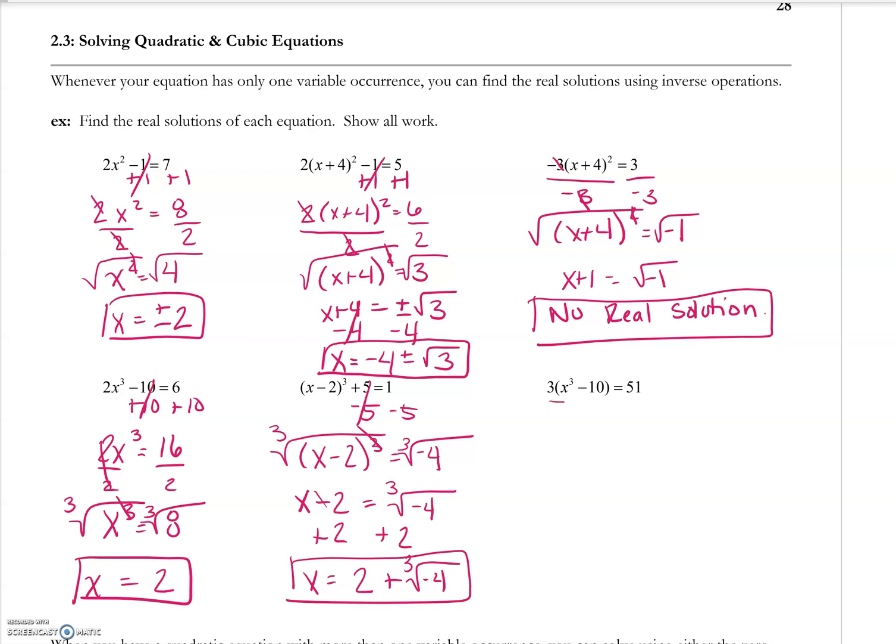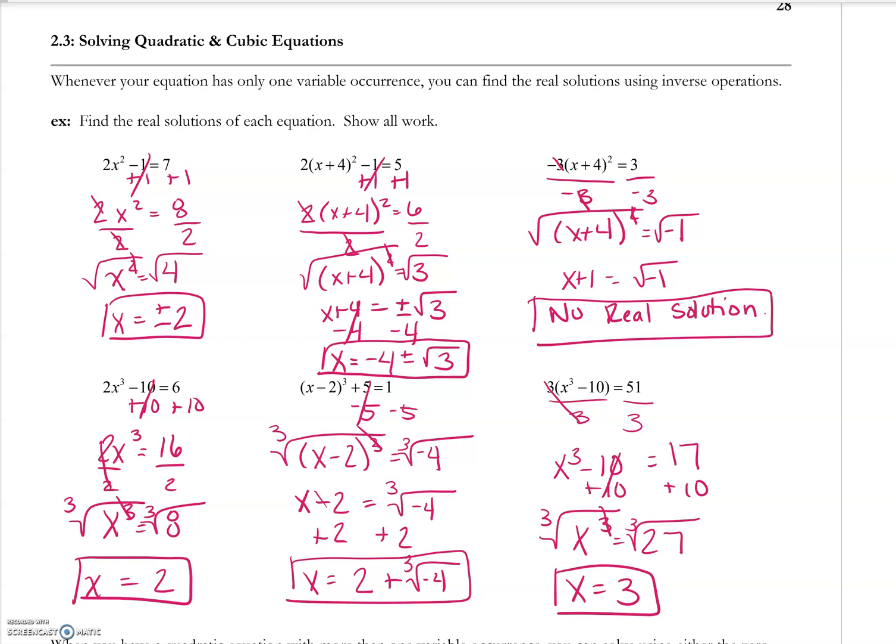Then finally for this one, I'll start by dividing both sides by 3 and get x cubed minus 10 equals 17. I notice now that there's nothing else on the outside of the parentheses, so I don't really need the parentheses anymore. I can still just focus on getting the x by itself by adding 10, getting x cubed equals 27, and then taking the cube root and getting x equals 3, since 3 times 3 times 3 is 27.